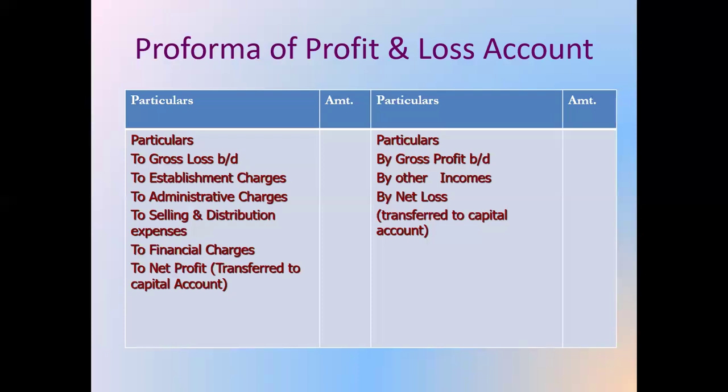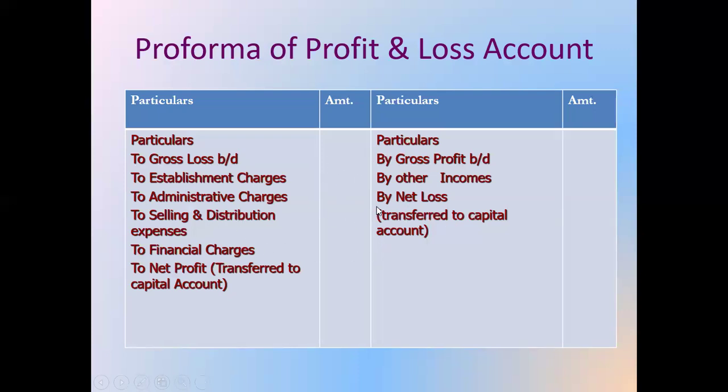After comparing the debit and credit sides, if the credit side is more than the debit side, we get net profit, which is transferred to the capital account in the balance sheet. If the debit side is more than the credit side, we get net loss, which is again transferred to the capital account in the balance sheet. So this is the proforma of the profit and loss account.